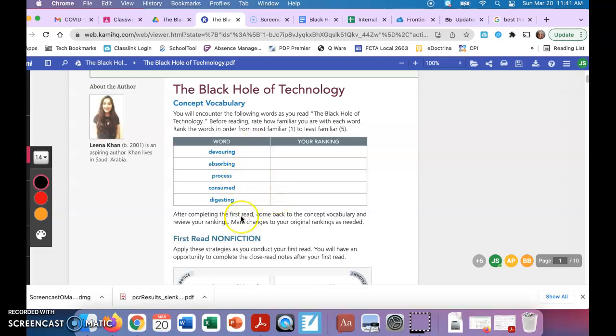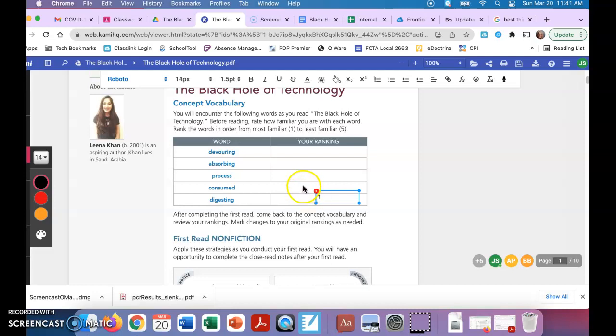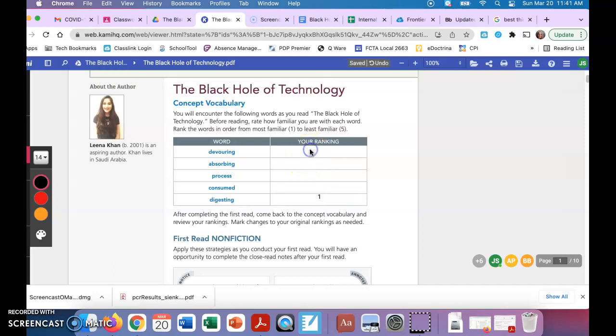So for example, if I'm doing this, digesting, I've heard of that, so I might put a 1 there. Then, devouring, nope, I don't know what that one means, so I might put a 5 there. And then I'm going to look at the 3 remaining and figure out of these 3, which one am I more familiar with? So I might say, well, I know what consumed means, so I'll put a 2 there. And I've heard of the word absorb, so I'll put a 3 there, which means process would get a 4. That is how I want you to go around and do those.